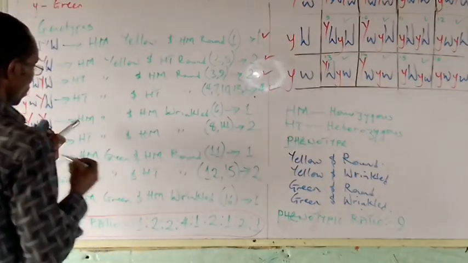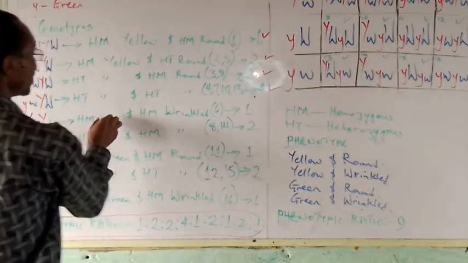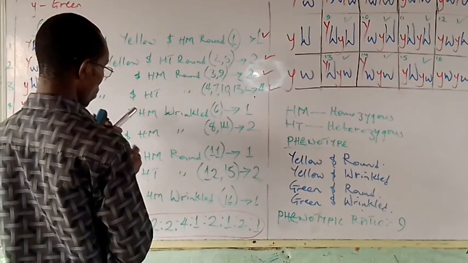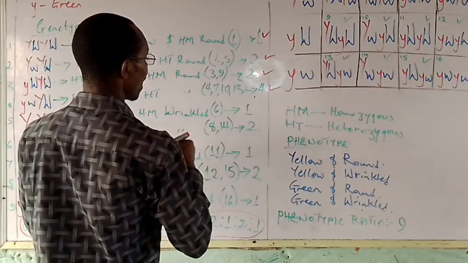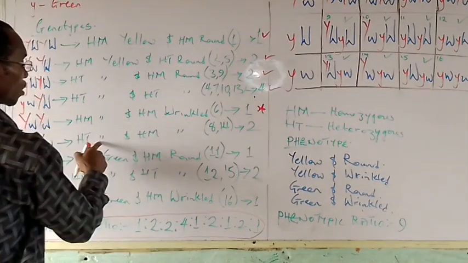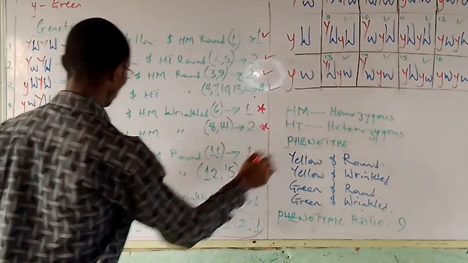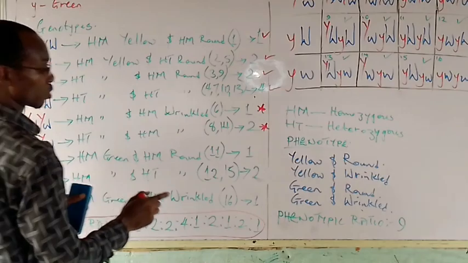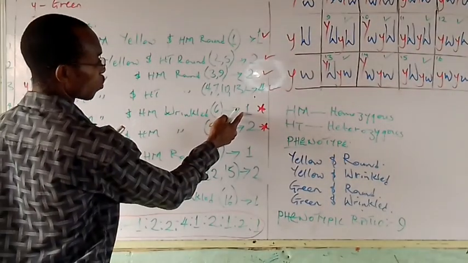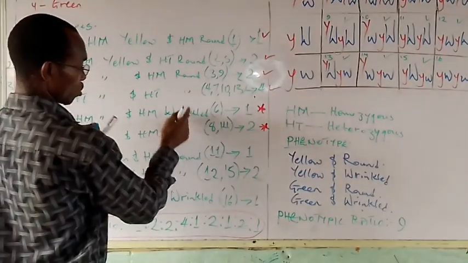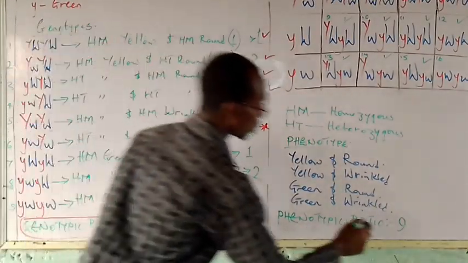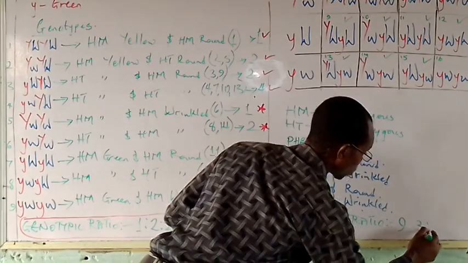Then the next one, we have the yellow and wrinkled. Let us see the ones that are yellow and wrinkled. We have this one here, yellow and wrinkled. This one also is yellow and wrinkled. Okay, those two. So we have the next one, which is yellow and wrinkled. We have one. So let's add the outcomes. 1 plus 2, we have 3. So we have 9 ratio 3.